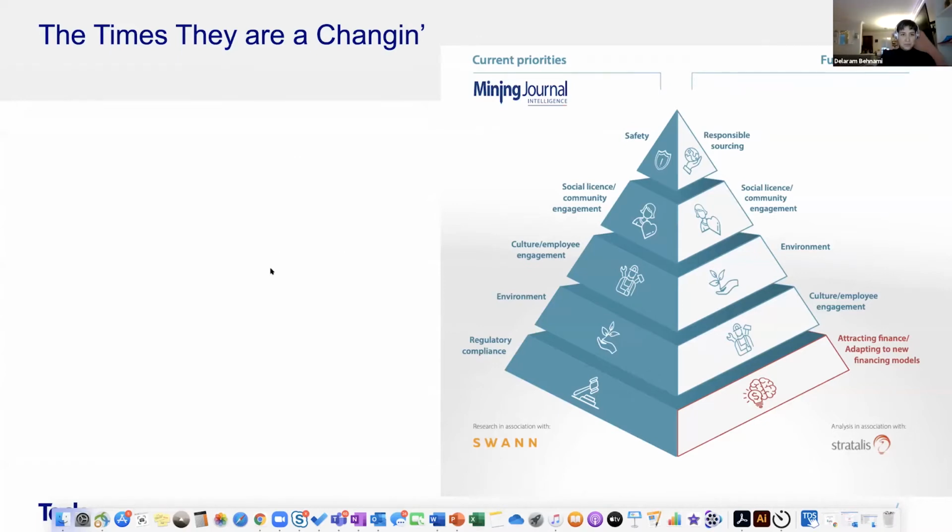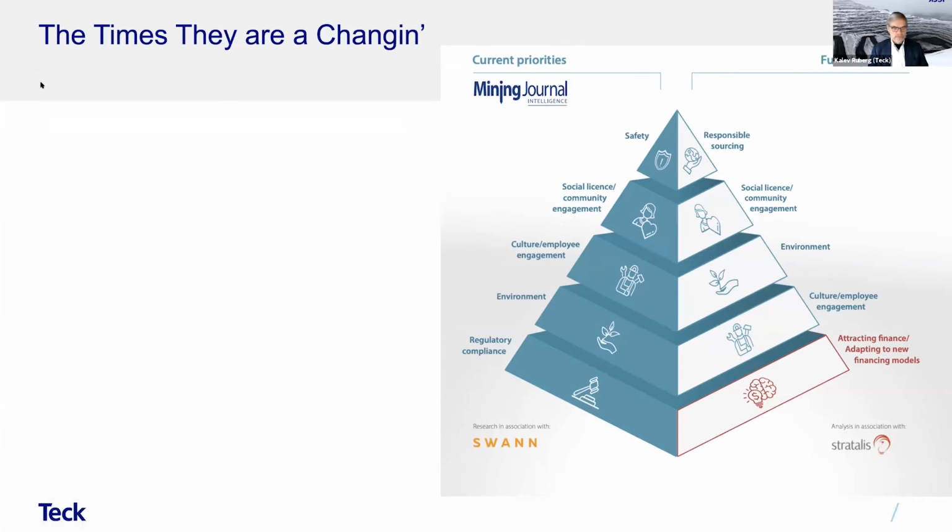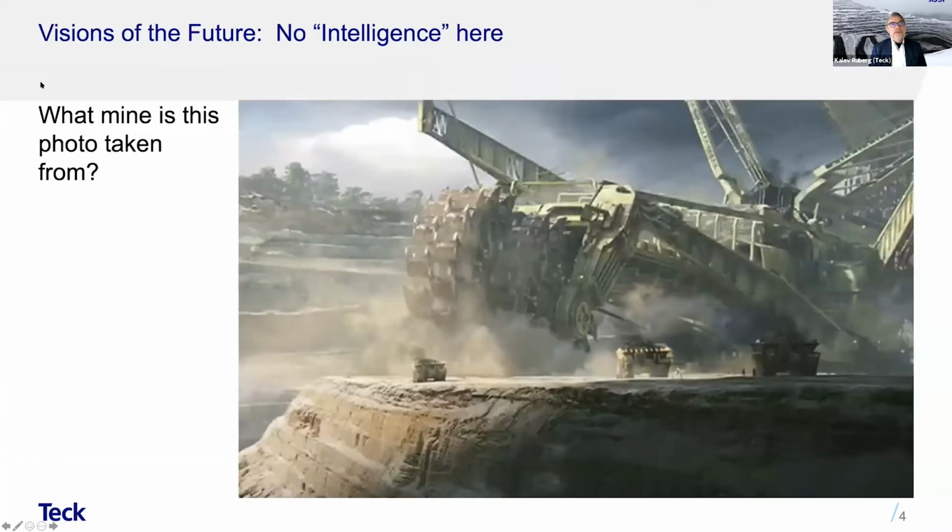So I'll go backward a couple of slides here just to give you context of what I was talking about. So this is obviously from Avatar. It's a picture of that huge mining equipment, and it's a vision of the future 120 years from now. Nothing has changed in this industry, and certainly no intelligence has been shown here.